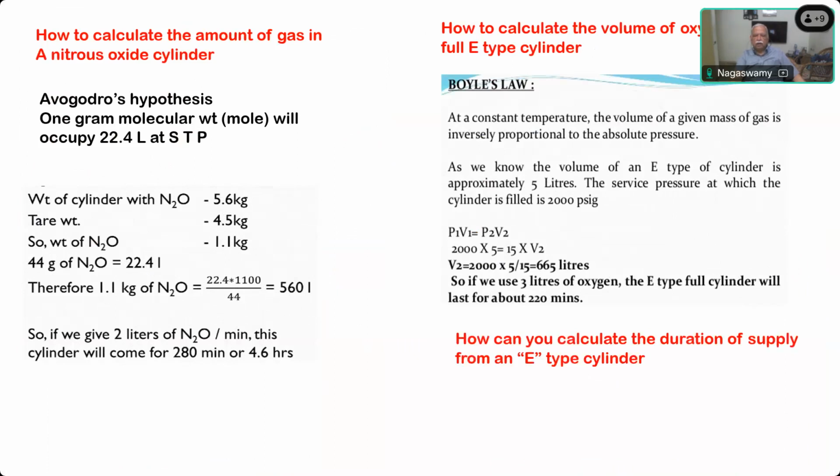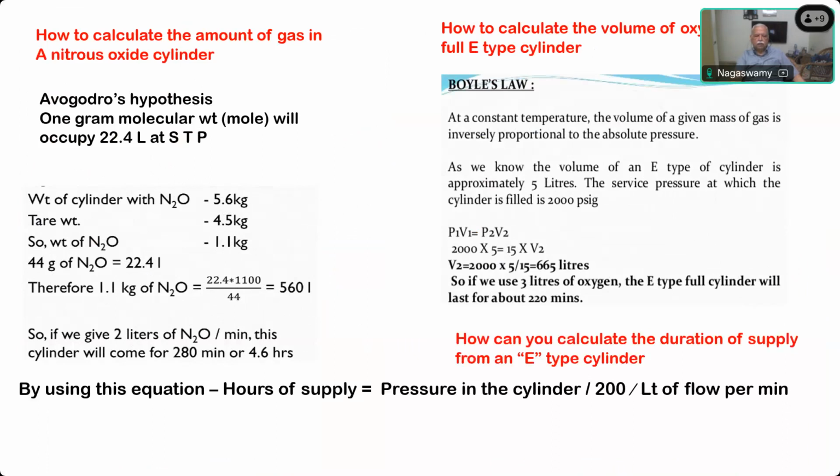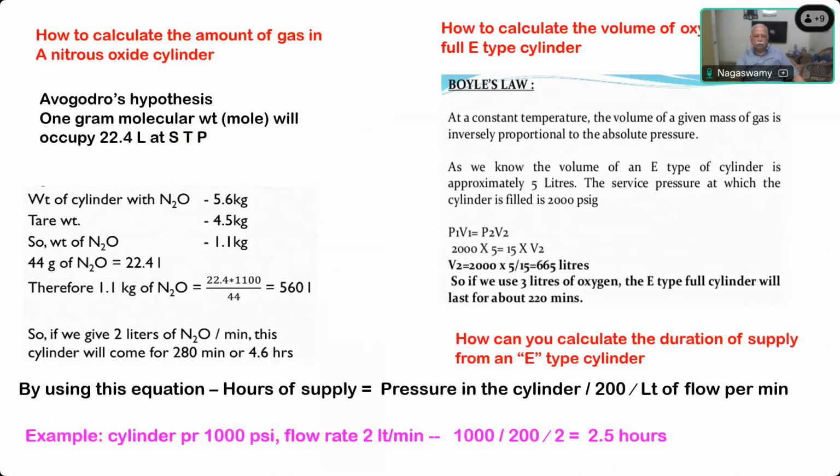And how can you calculate the duration of supply from an E-type cylinder? By using this equation: hours of supply is equal to the pressure inside the cylinder divided by 200, divided by liters of flow per minute. So with a cylinder pressure of 10,000 psi and a flow rate of 2 liters per minute, it will last for 2.5 hours.